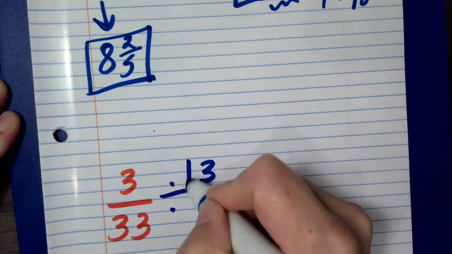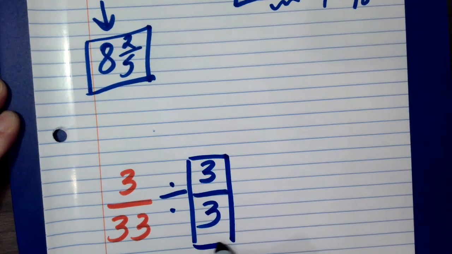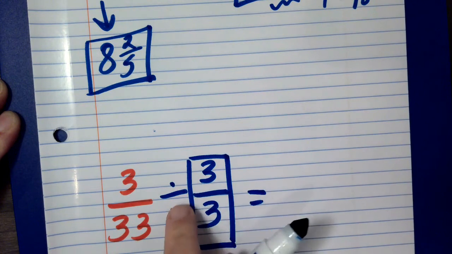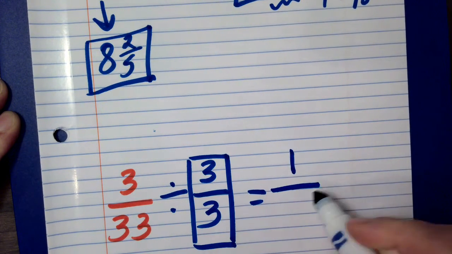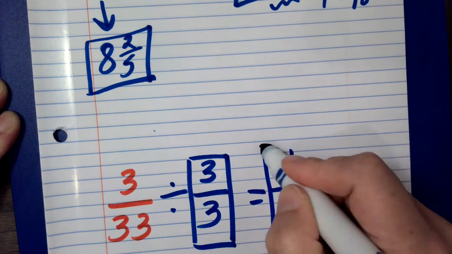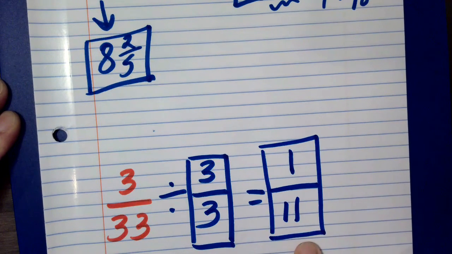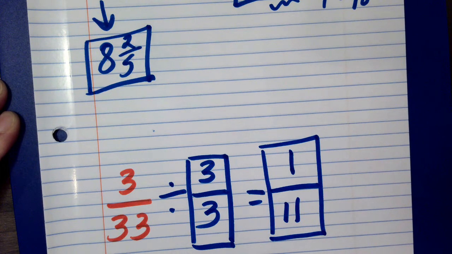I'm going to put 3 over 3, which is the same thing as dividing as 1. 3 divided by 3 is 1. 33 divided by 3 is 11. So 1/11 is the simplest form of 3/33.